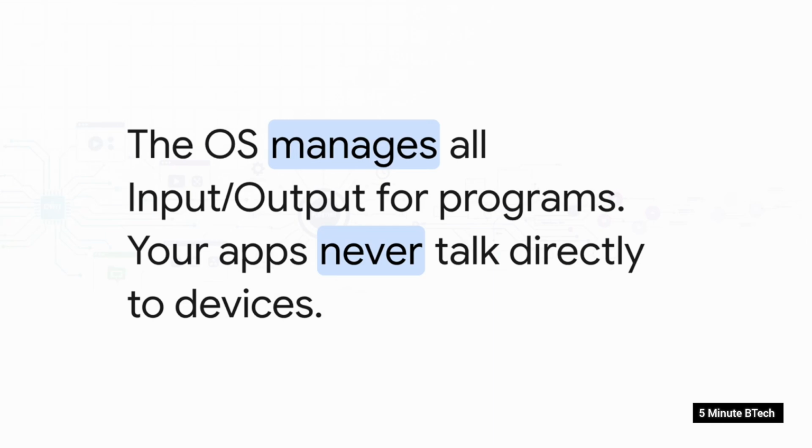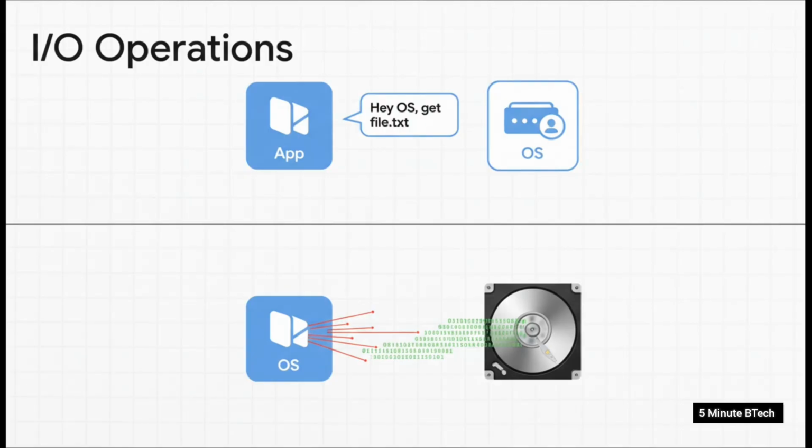Next up, we have handling all the input and output, or what we call I/O. Think about it. Every single keystroke you type, every pixel that shows up on your screen, every little byte of data read from your storage, it's all being managed by the OS. Your application just says, hey, OS, I need to read this file. And the OS handles all the complicated, low-level details of making the disk drive actually find that data.